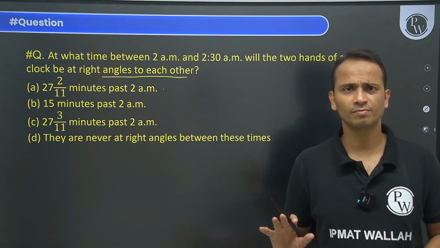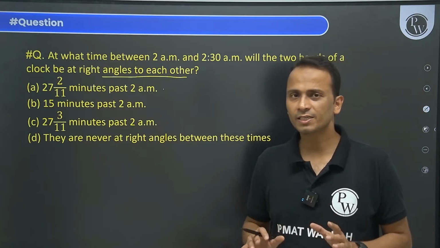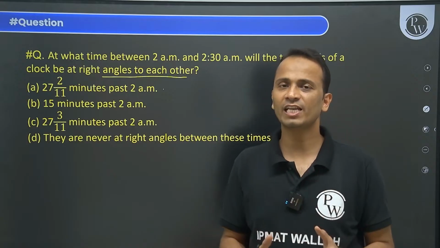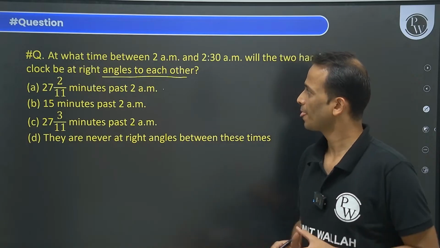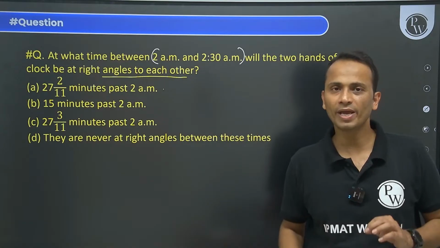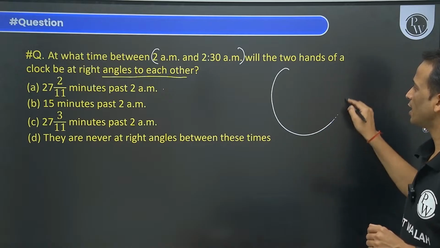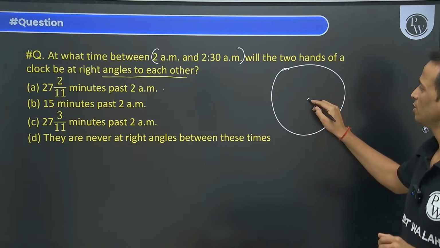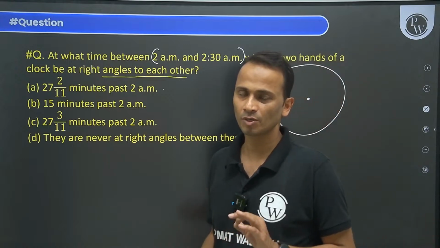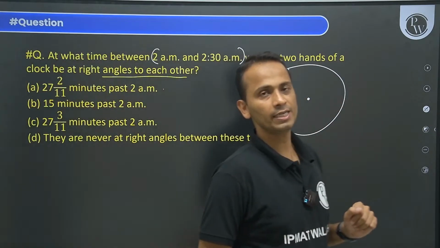So let's have a discussion on this. So we basically studied two different formulas, and I have told you in which scenario which formula to be used. Now here you are given the time slot. The time is between 2 a.m. and 2:30 a.m. So I'll draw the rough positions of minute hand and hour hand, right? Now I know that the time is between 2 a.m. and 2:30 a.m.